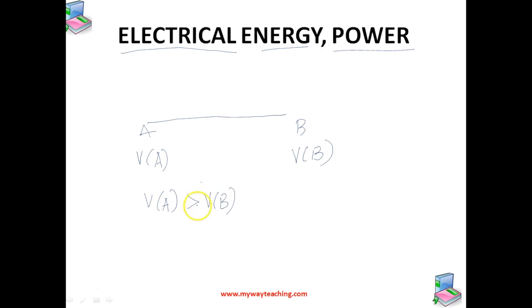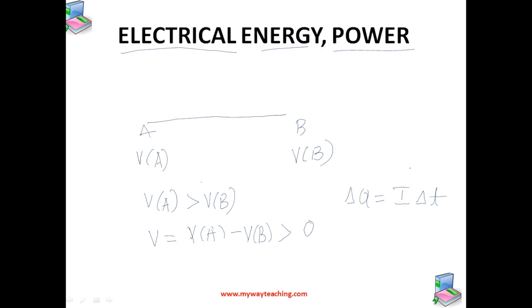The potential difference across AB is given by V, which is equal to V of A minus V of B. It is greater than 0. So in a time interval delta t, an amount of charge, that is delta q, which is equal to I into delta t, travels from A to B, isn't it?